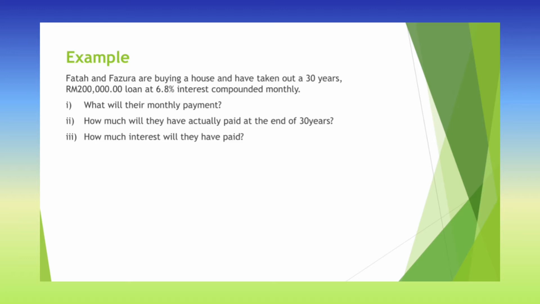Next question. Fatah and Fazura are buying a house and have taken out a 30 years RM 200,000 loan at 6.8% interest compounded monthly. So for question 1, what will their monthly payment? So we have to find R. Question number 2, how much will they have actually paid at the end of 30 years? So R times N. How much interest will they have paid? So interest is given by R times N minus A.